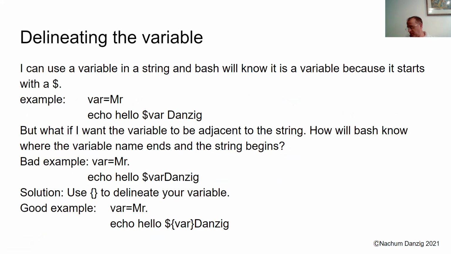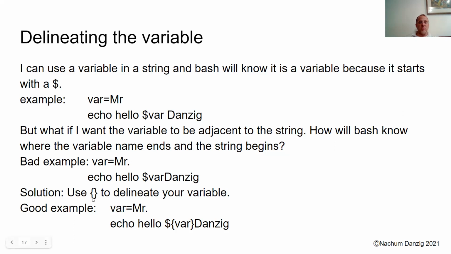Okay, delineating variables. Now, this is an important thing also. If you print, for example, hello $var Danzig, you'll have no problem. It'll be hello Mr. Danzig. But what if the variable is adjacent? I want to have Mr. Danzig as one string. Well, I want to do it like this, hello $varDanzig. Will this work? The answer is no, it will not work. Can anyone tell me why it won't work? What will it think? I think that it's a variable varDanzig instead of just plain var. It'll think it's a variable varDanzig, and there is no such variable, so it'll print blank, because that variable is not defined, so it'll print just the empty string.